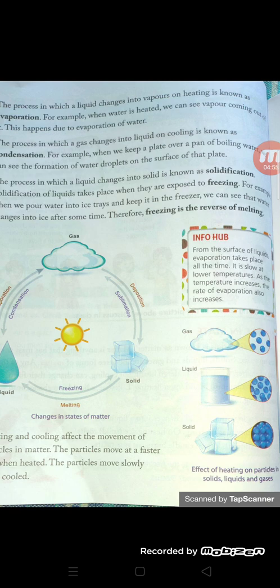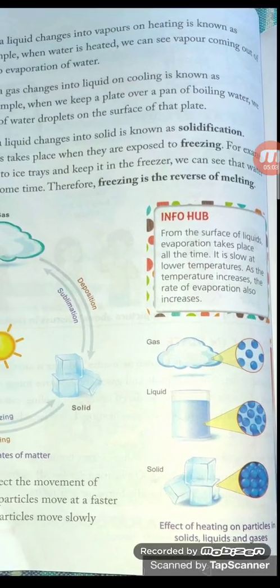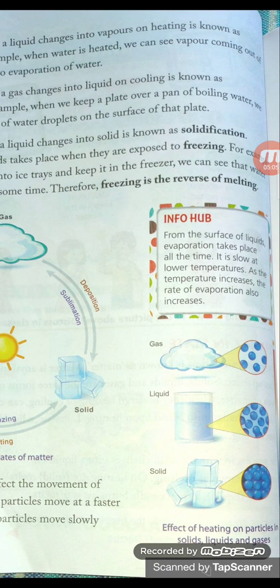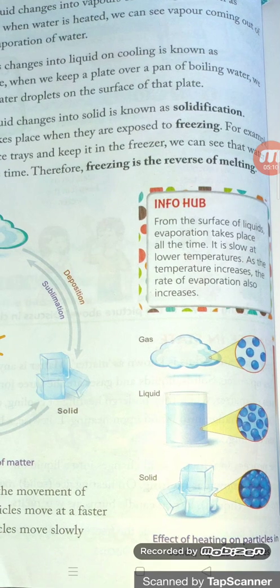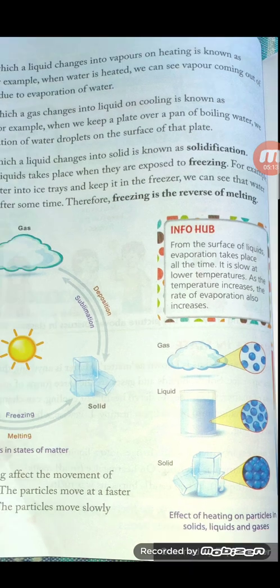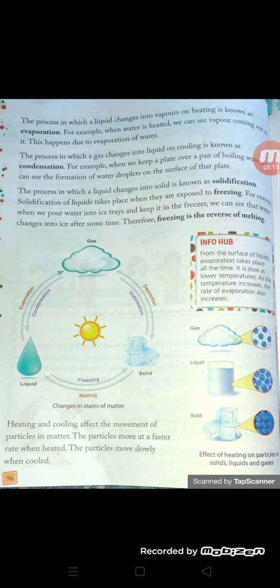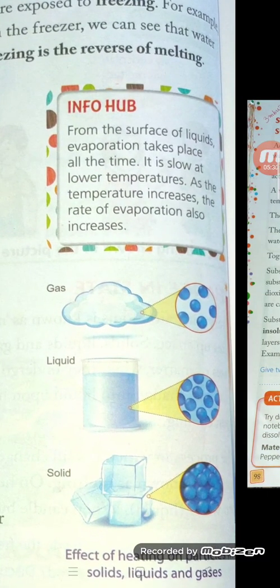Now see the effect of heating on particles in solids, liquids and gases. As you can see, in solids, the molecules are very tightly packed. In liquids, the molecules are loosely packed. In gases, the molecules are very loosely packed. So, heating and cooling affect the movement of particles in matter. The particles move at a faster rate when they are heated, and the particles move slowly when cooled. This is the effect that is shown here.